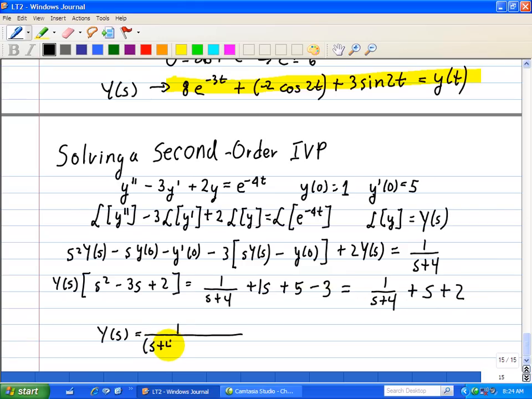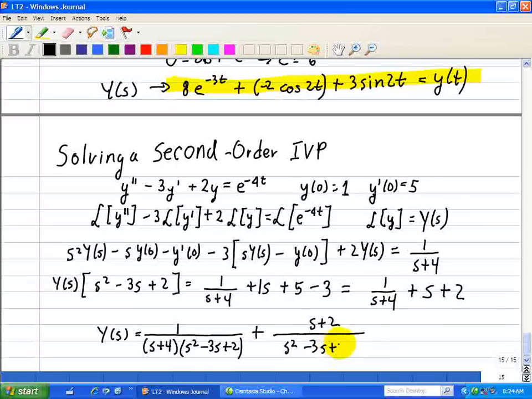Y of s equals 1 over s plus 4, s squared minus 3s plus 2, where we divide s squared minus 3s plus 2 on both sides of this equation, plus s plus 2 in the numerator, over s squared minus 3s plus 2. We can put this in a common denominator, which is s plus 4 times s squared minus 3s plus 2.